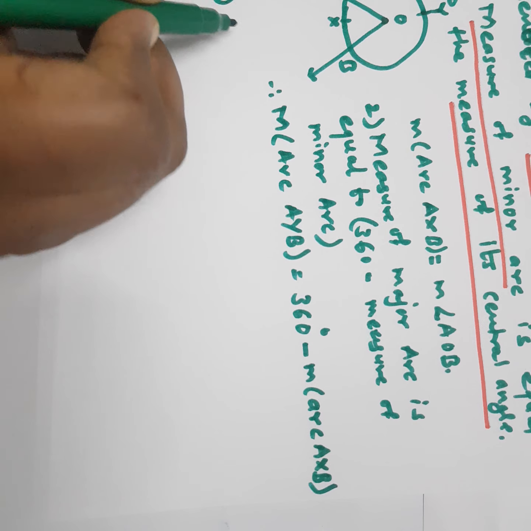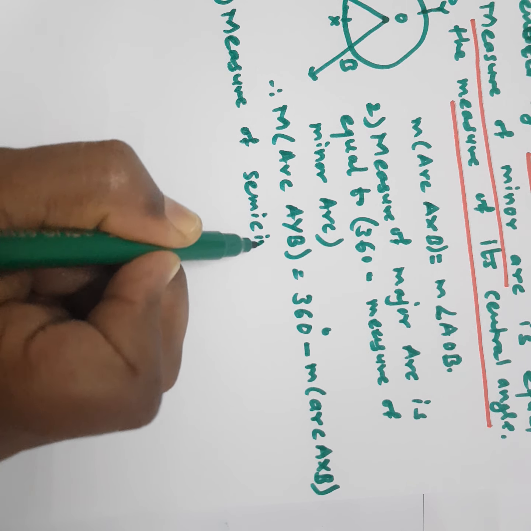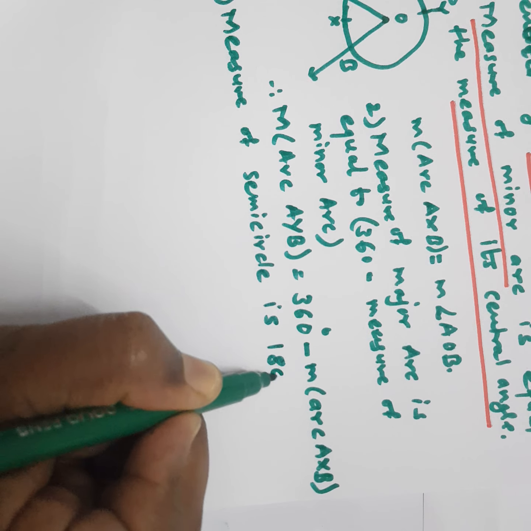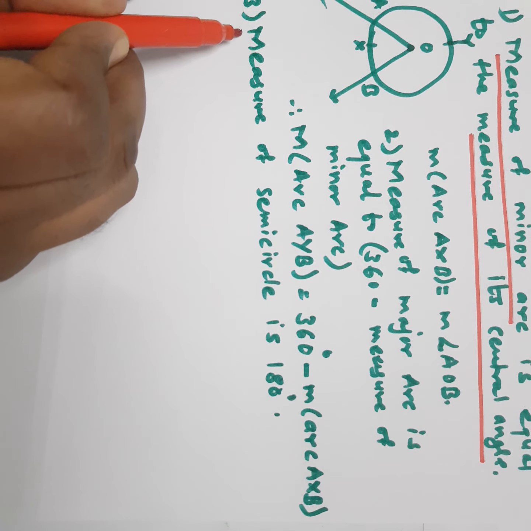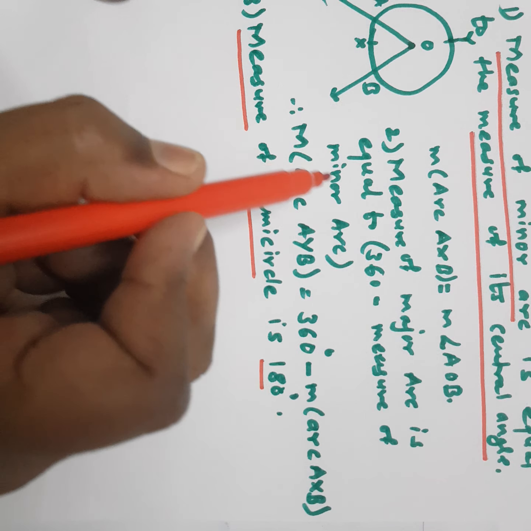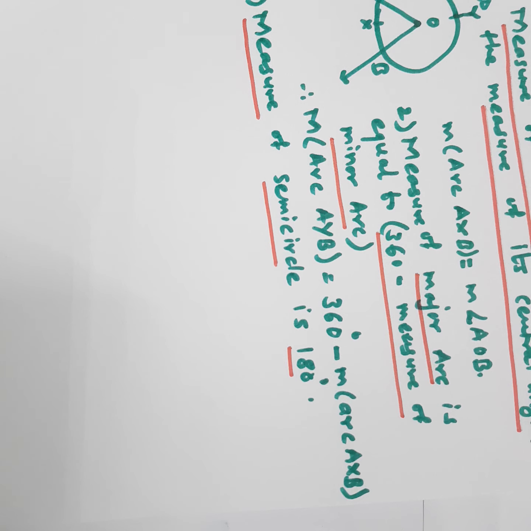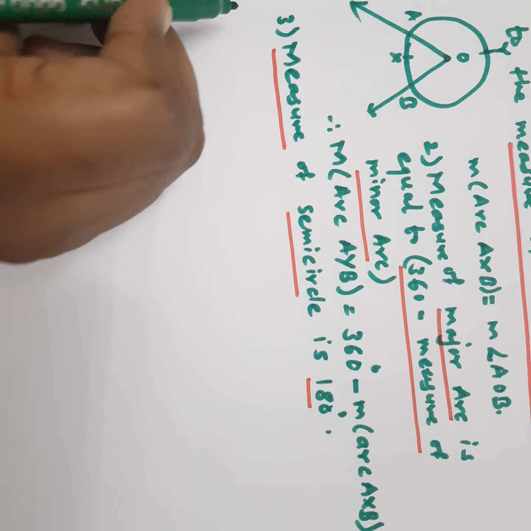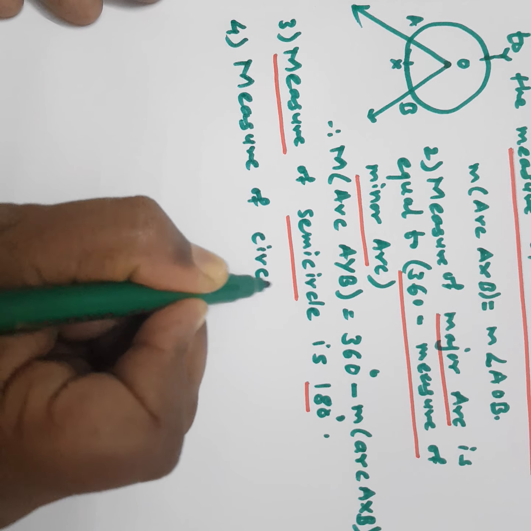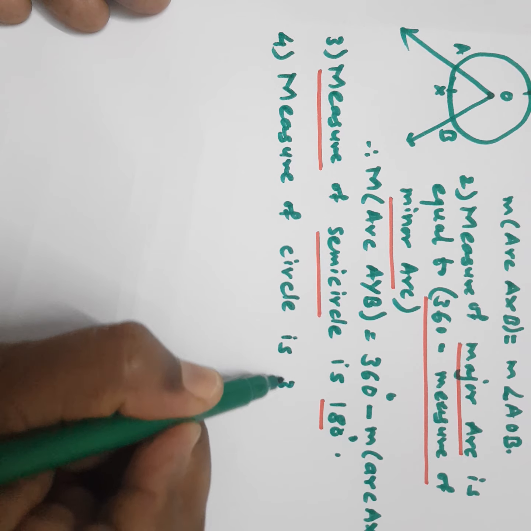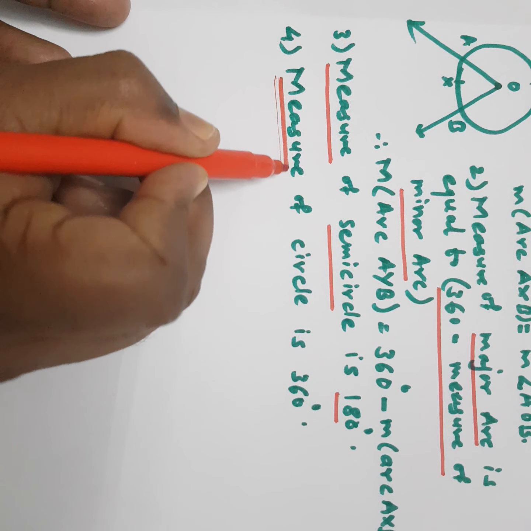Then the measure of a semicircle is 180 degrees. If an arc is a semicircle, then its measure is 180 degrees. The measure of a major arc is equal to 360 minus the measure of the minor arc, and we know that the measure of a circle is 360 degrees. These are points to be noted here.